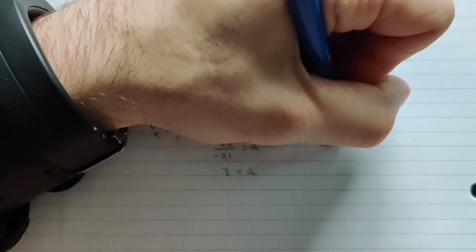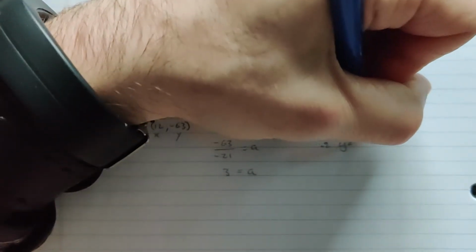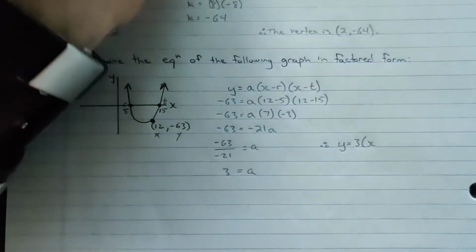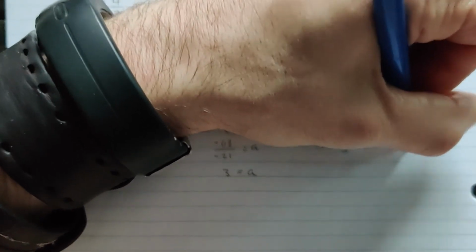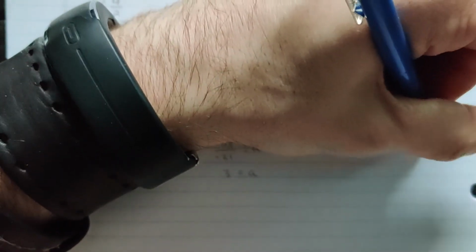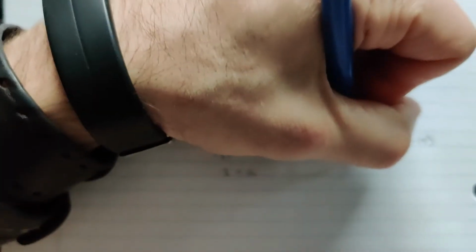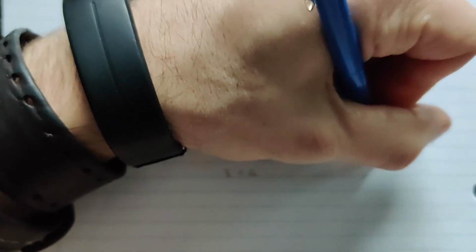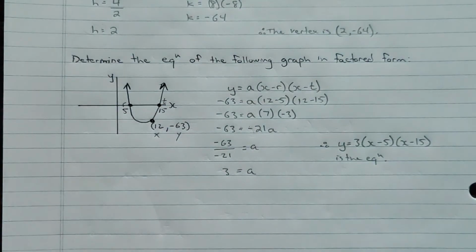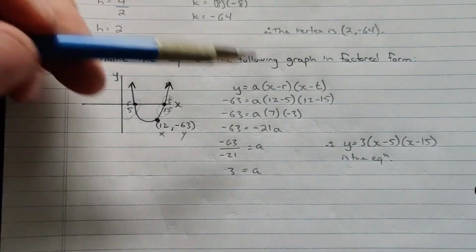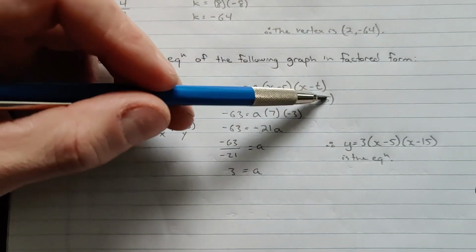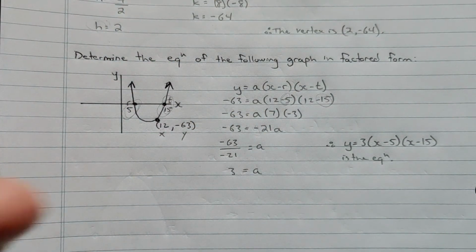Therefore, y equals 3(x minus 5)(x minus 15) is the equation. Again, noting positive 5 here, positive 15 here, negative 5 in the brackets, negative 15 in the brackets. Whenever we put those numbers in the brackets, we're going to get the opposite type of situation.